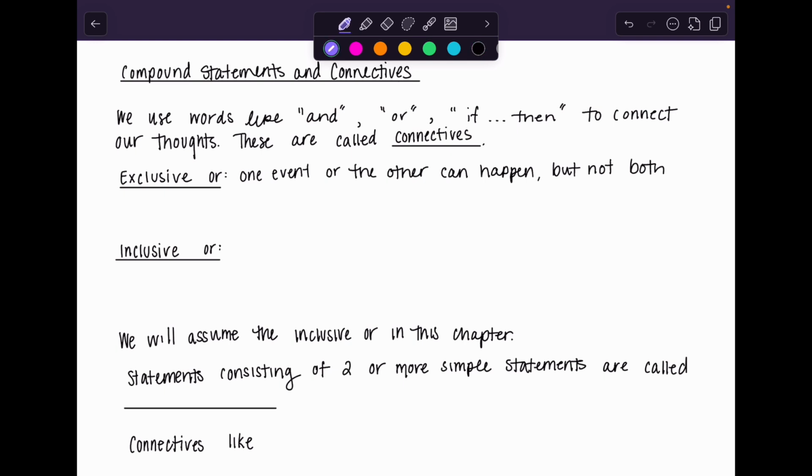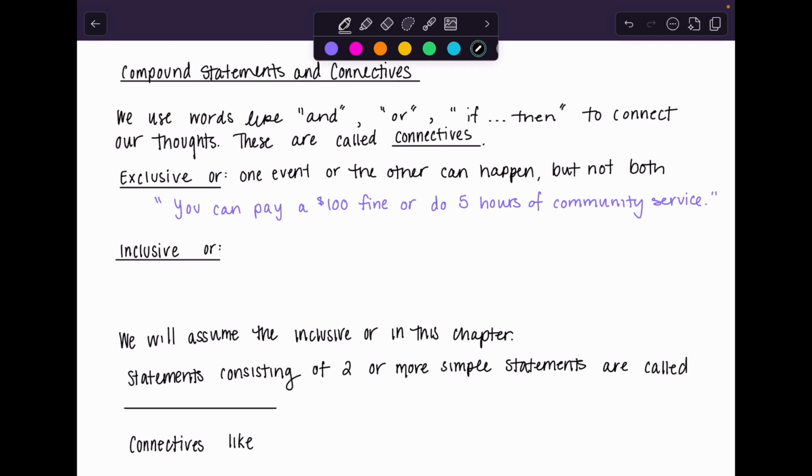So a really good example of this would be the phrase, you can pay a $100 fine or do 5 hours of community service. So in this case, the judge is giving you an option, but you're not going to do both. You're not paying the $100 fine and doing 5 hours of community service. It's your pick, one or the other.